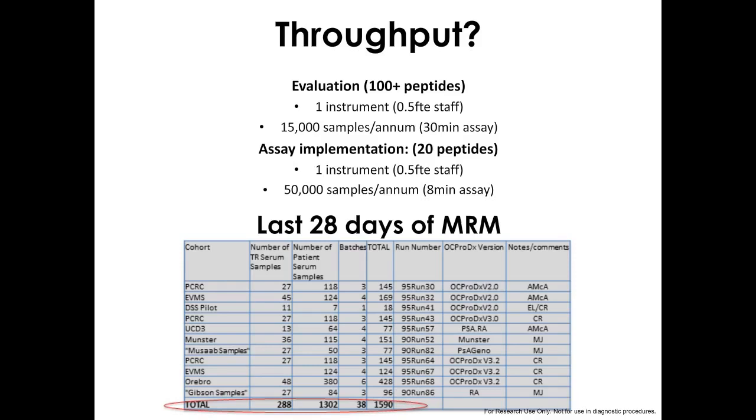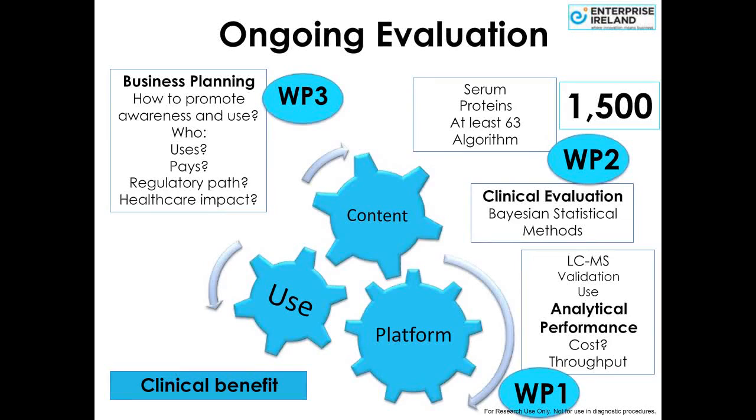So the stage we're at the moment is to have taken that study further and subject it to an ongoing evaluation that's been funded by Enterprise Ireland, in which we're measuring the panel of at least 63 proteins in 1,500 patient samples, evaluating the analytical performance further and being able to assess rigorously the cost and the throughput of that assay. And then the very next stage is to evaluate the commercial potential of the assay.